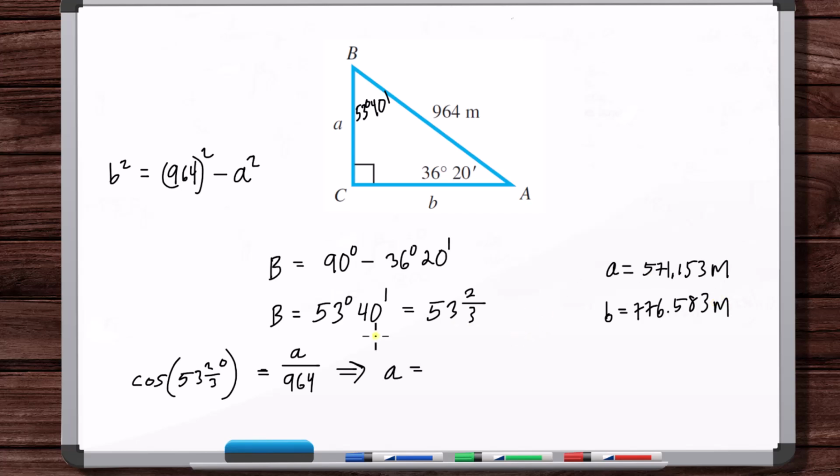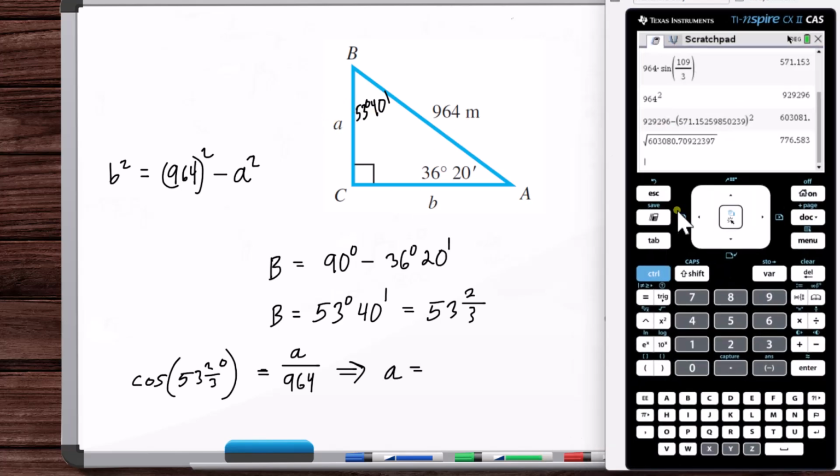meters. And there you go. We now know every angle and every side length. Okay, now I made a mistake. Why did I put sine here? Or did I?